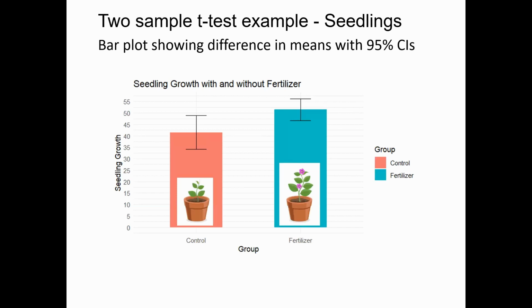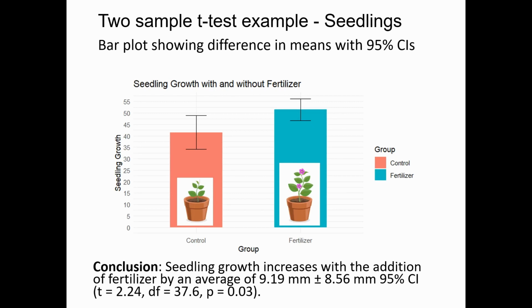So here on this graph, I show a bar plot of the difference in means with a 95% confidence interval. You can see here, the top of this bar is the mean of the control group, and these barbells here are the 95% confidence intervals. And here at the top of this bar is the mean for the fertilizer group, and this barbell here represents the 95% confidence intervals.